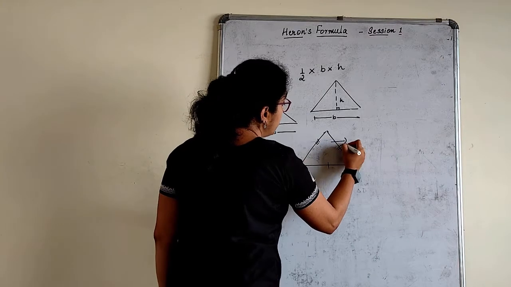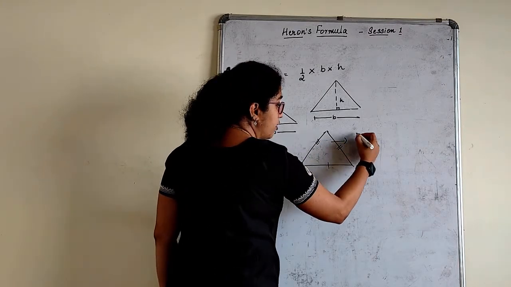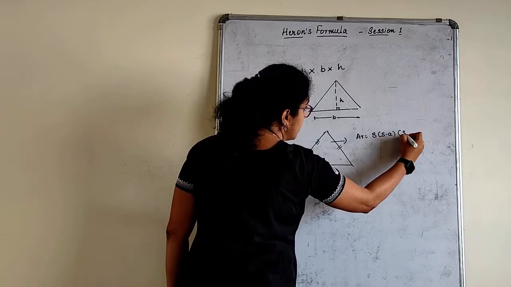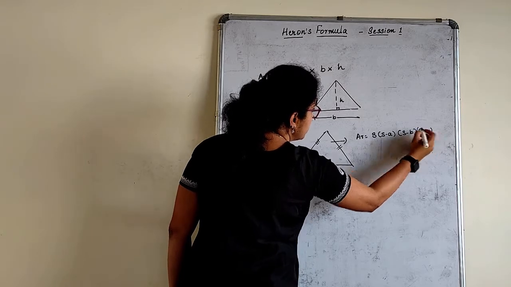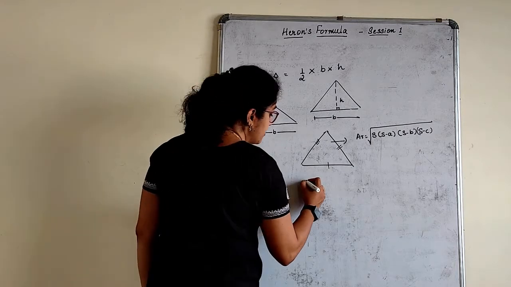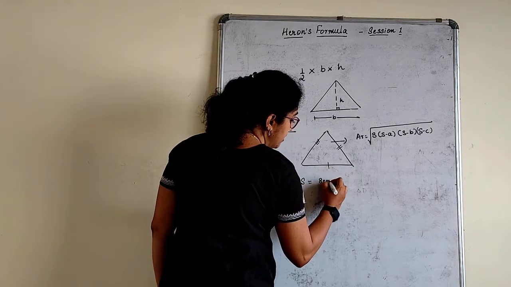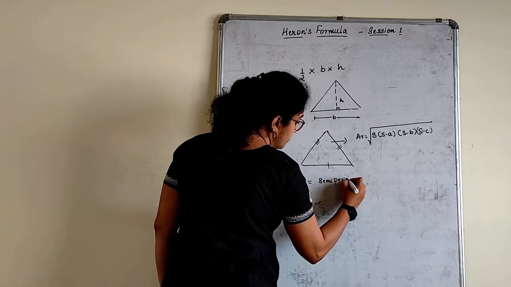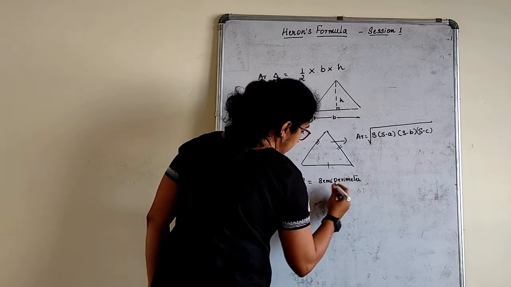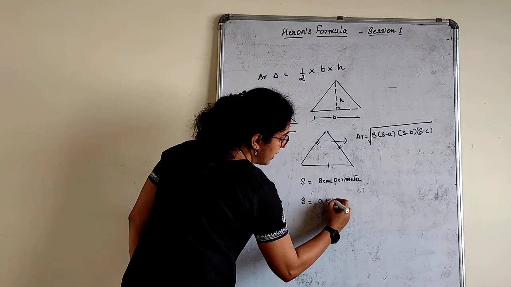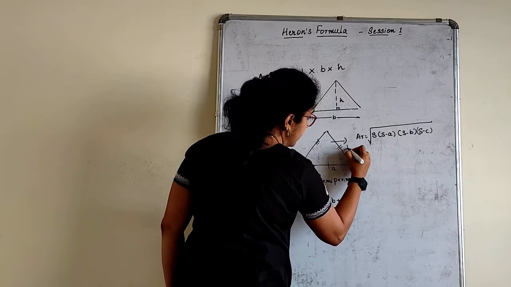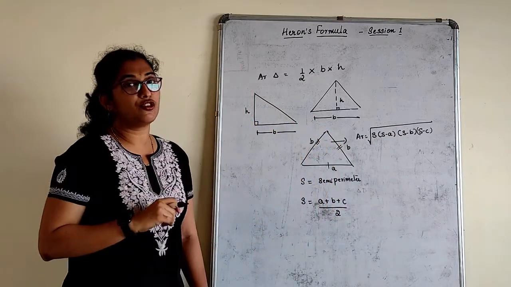So Heron gave a formula to find the area of a triangle as the square root of S into S minus A, into S minus B, into S minus C. This is the formula to find the area of a triangle. Then what does S stand for? S stands for semi-perimeter. And the formula of S is given by A plus B plus C divided by 2, where A, B, C are nothing but the sides of the given triangle.